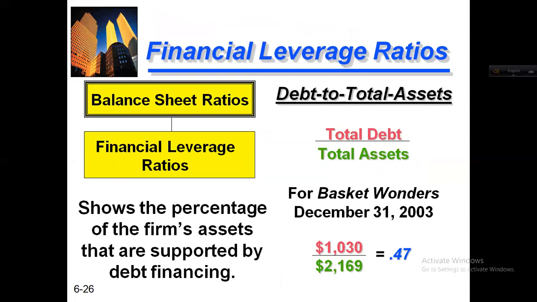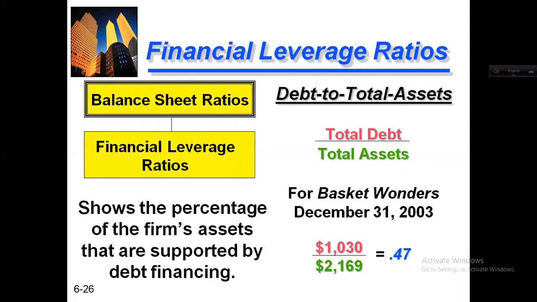Number two, the measure of financial leverage ratios or financial risk ratios is debt to total assets, total debt divided by total assets. So we know that total debt is long-term debt and total asset is the total amount of assets. That measures how much of our total assets is debt. So that is 0.47. It shows the percentage of the firm's assets that are financed by debt financing. So in 100% asset financing, 47% is financed by debt.